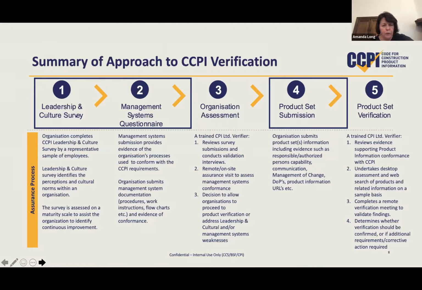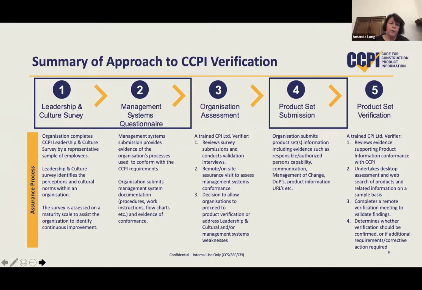We then move on to the second part of the verification process, which is not just to look at the organisation's culture and leadership, but also to look at their management systems, and particularly to look at the process that they are using to manage product information, the communication channels for changes to product information that they have in place, the processes to ensure that employees who are involved in product information are competent, so whether there are competency matrices, training, qualifications, and so on in place.